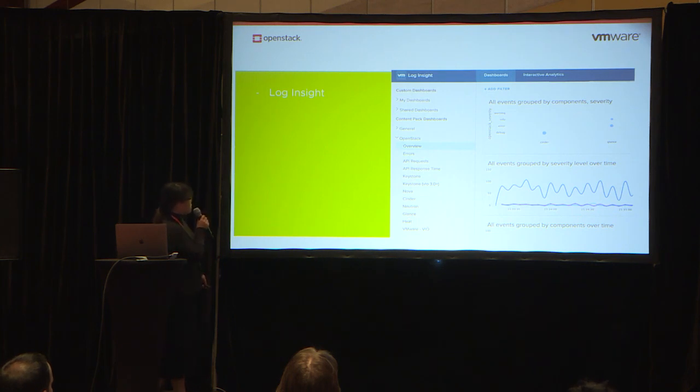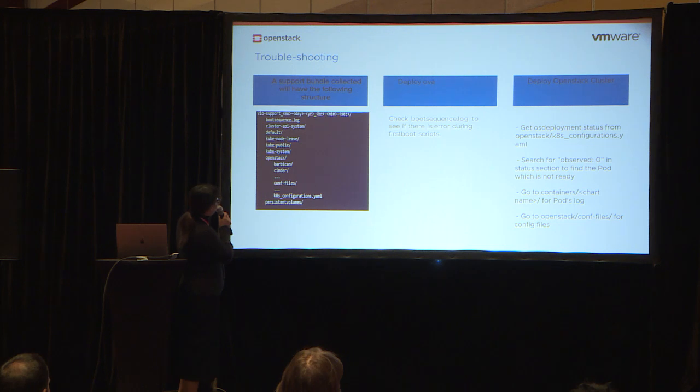We also support the integration with Log Insight. It is one of our VMware products. It will show all the log information through a web UI. You can easily check all the OpenStack service status. This is our troubleshooting section. First, in 6.0, when we transfer to Kubernetes, it will generate all the log files grouped by namespace. You can go to the folder and find the information.